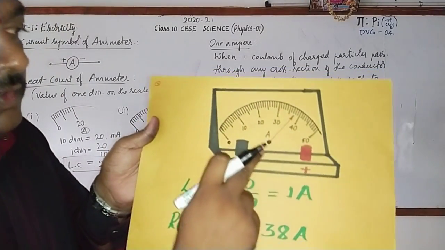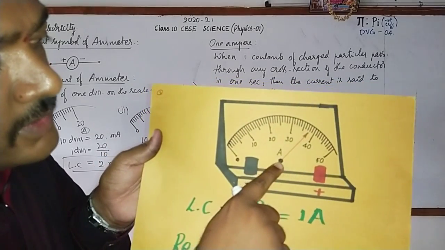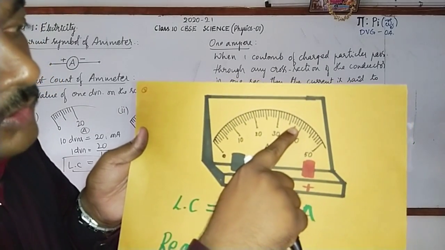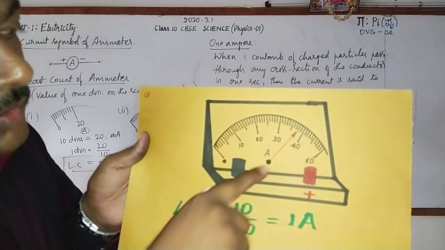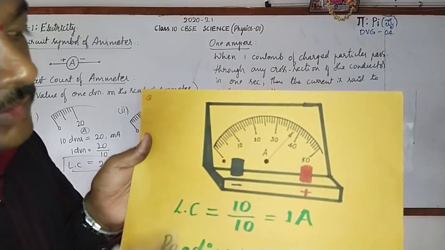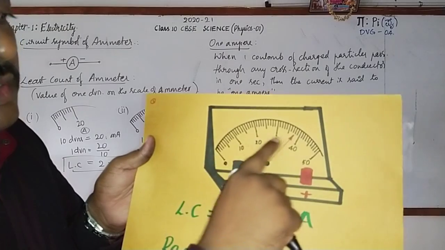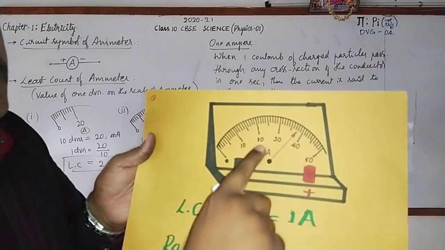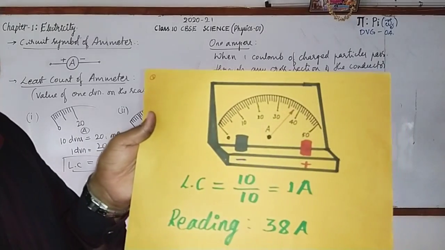In this ammeter, you can notice that on the scale of the ammeter there is a needle. Observe at what division it is pointing. Here 30 is there, after that 35, 36, 37, 38. So the least count is 1 ampere, so it is 38. The current that is being measured in this ammeter is 38.